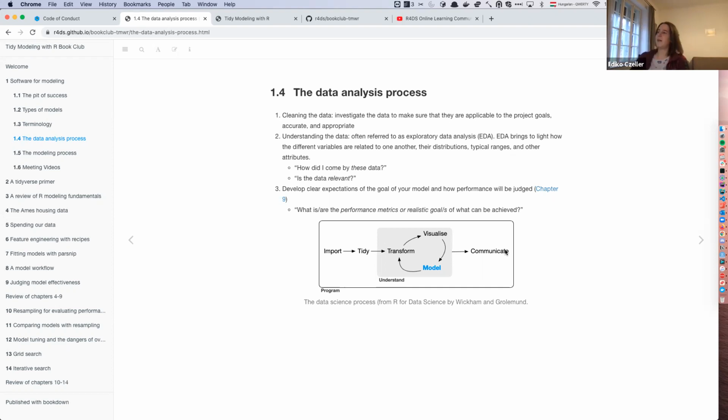Well, I think I skip this, or maybe we can come back later. It's not really modeling specific, just to see that modeling fits into the understanding of the data that you have.